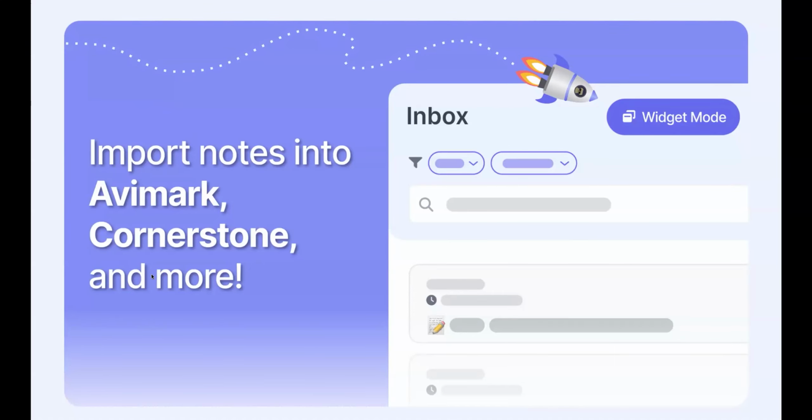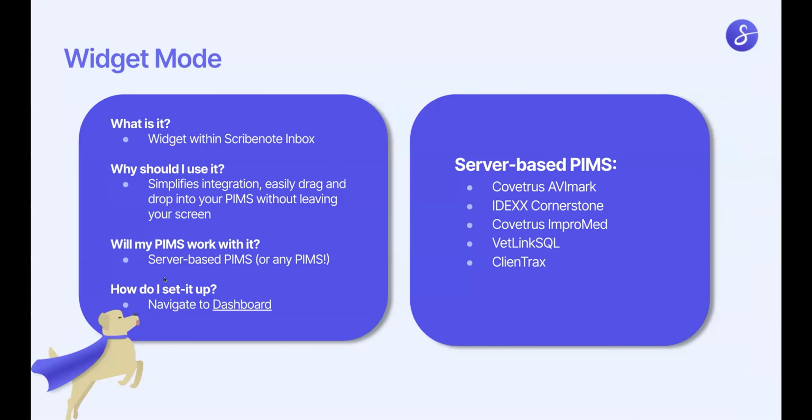And moving over here, what is it? I feel like we get that question a lot, especially with the widget. What is a widget? What widget mode means for us is it's a widget within the Scribenote dashboard. So you don't have to download anything. You don't have to have anything external. You can click on the button and the widget will pop up for you and you can move it around your screen. Super flexible and easy.